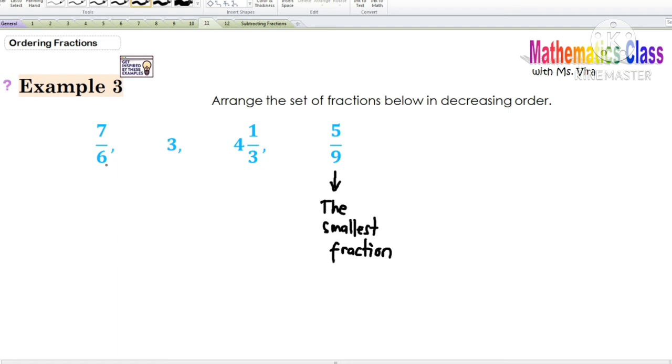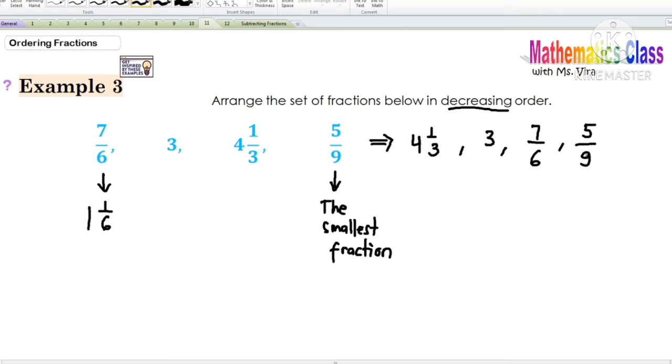Then we need to express 7 sixths as a mixed number, which becomes 1 whole and 1 sixth. Since we need to arrange those fractions in decreasing order, we need to start with the greatest fraction, which is 4 wholes and 1 third, then 3 wholes, then 7 over 6, and the last is 5 over 9.